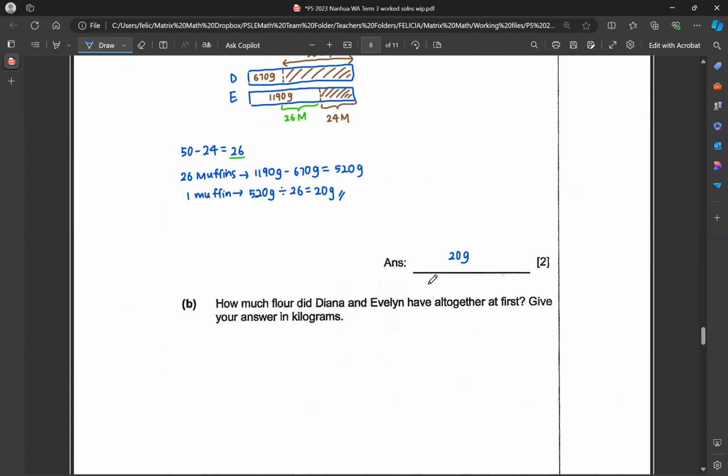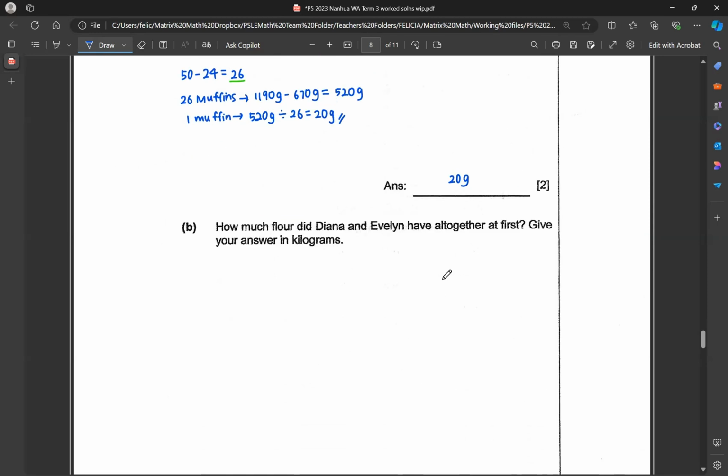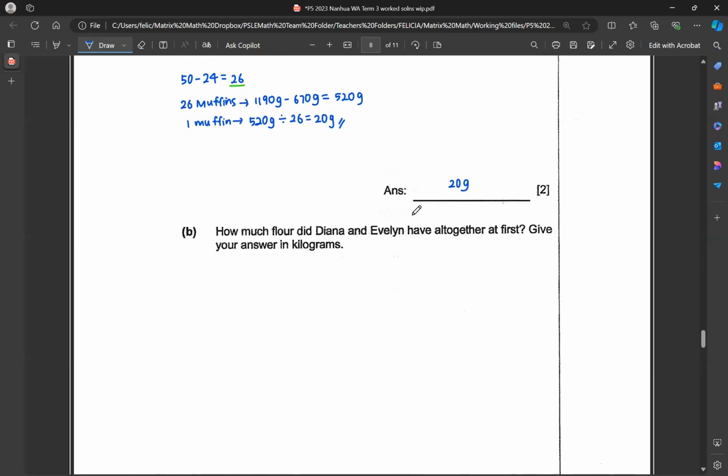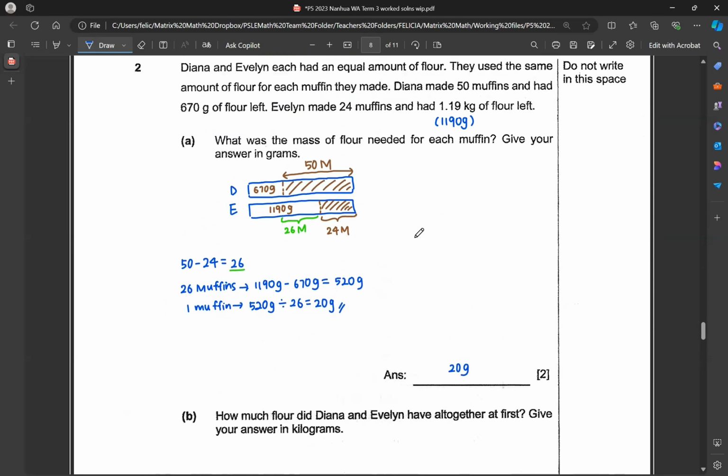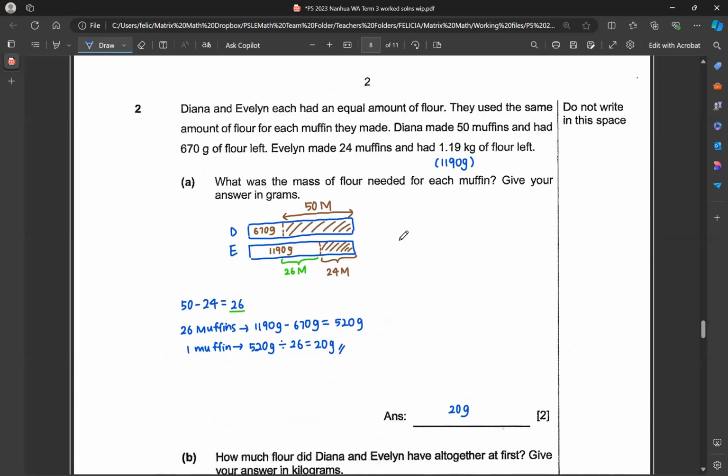Now for B, how much flour did Diana and Evelyn have all together at first? Give an answer in kilograms. Okay, so we want the flour that they both have all together at first. Where is the all together at first? We look back at the model. So Diana's all together at first would be this whole thing, shaded plus the unshaded. It will be the same for Evelyn. Evelyn's at first is shaded and unshaded together.